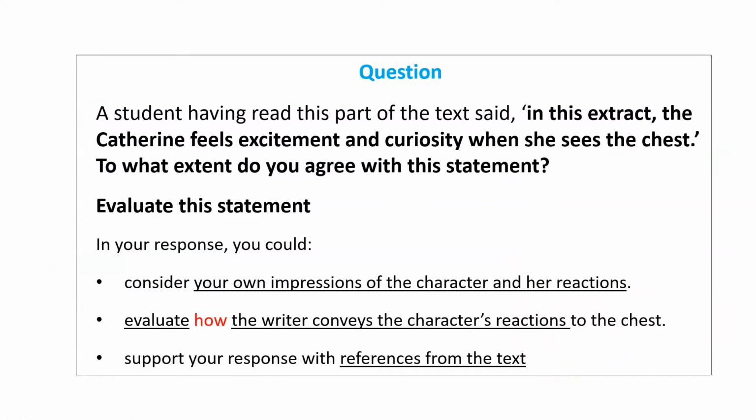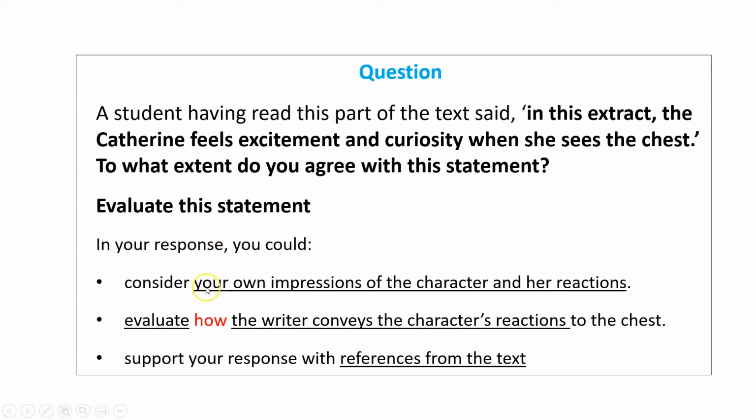I'm going to show you a little extract just now. And in this question, this is what is asked. A student having read this part of the text says, in this extract, Catherine feels excitement and curiosity when she sees the chest. To what extent do you agree with the statement? Or, in Excel, they may ask you to evaluate the statement. Okay, same thing. It's the same skills you're being tested on.